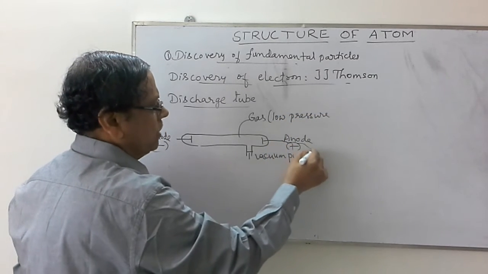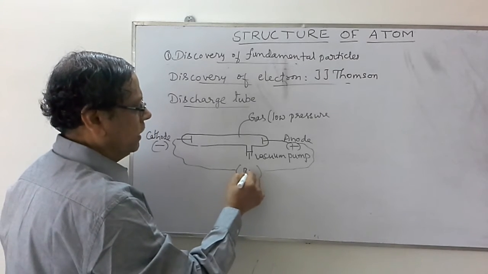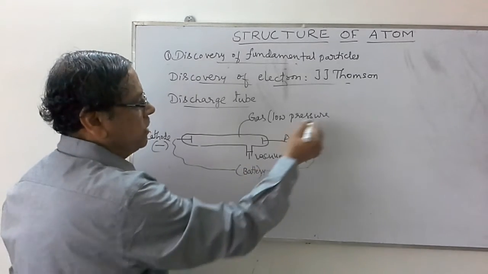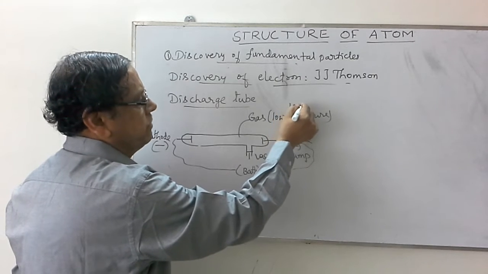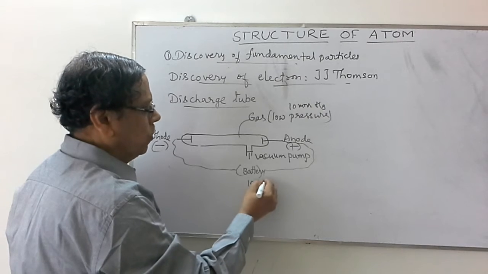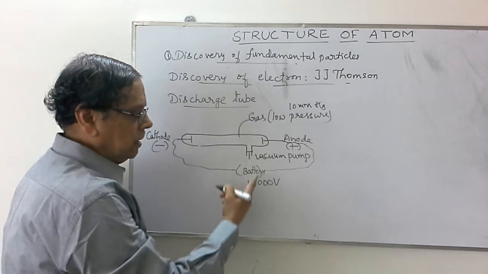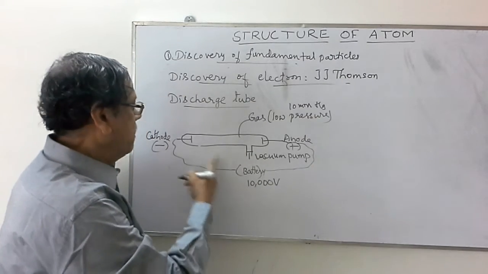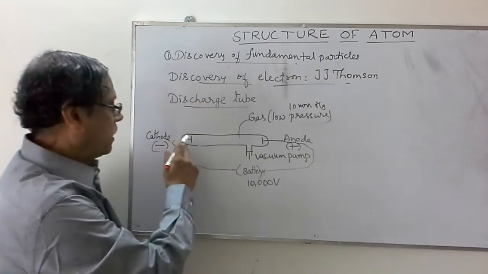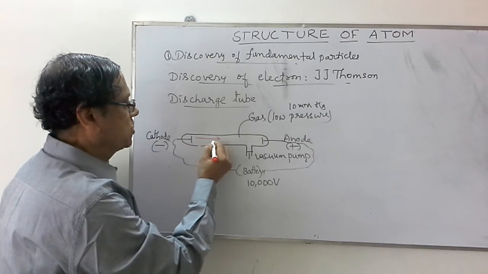Then this cathode and anode are connected to a high voltage source. So this is battery, which provides a very high voltage. Assume that the pressure maintained is about 10 millimeters of mercury and high voltage of about 10,000 volt is being applied. Maintain a low pressure, apply a very high voltage, then we observe that certain radiations are emitted from the cathode and moving towards the anode.